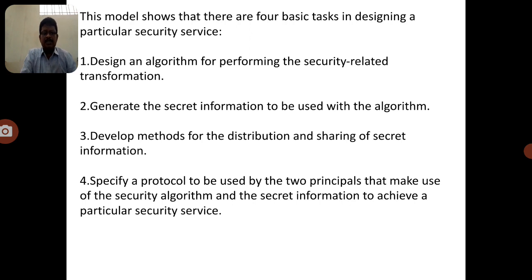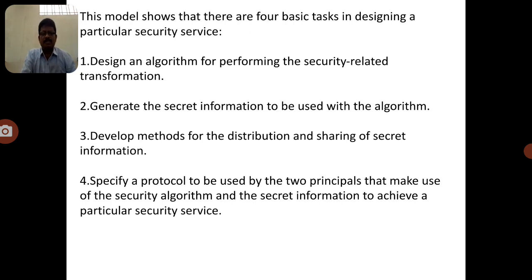And the third one is developing methods for the distribution and sharing of the secret information. That means we have to distribute that information to the destination in a proper method. Here also we can provide some security methods related to the sharing of that information. And the last one is the protocol, that is, design or specify a protocol.